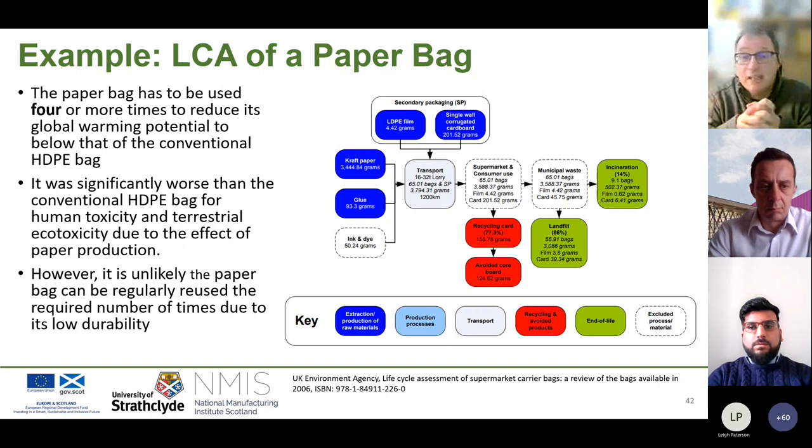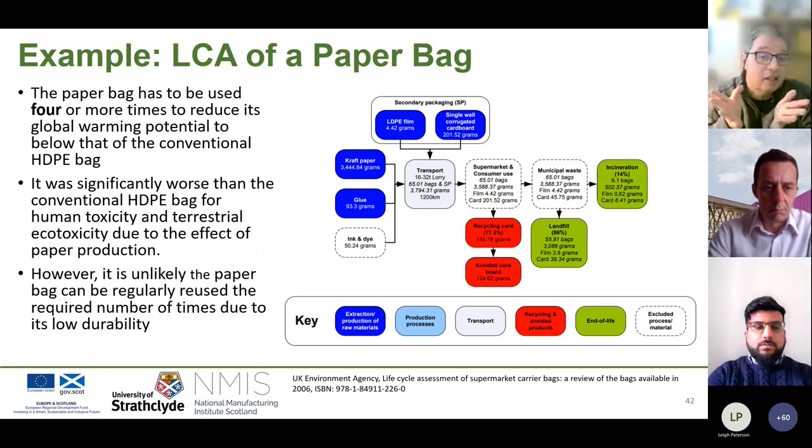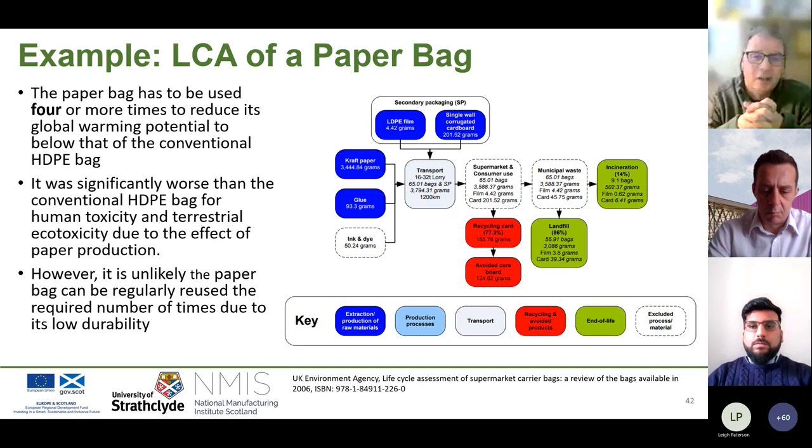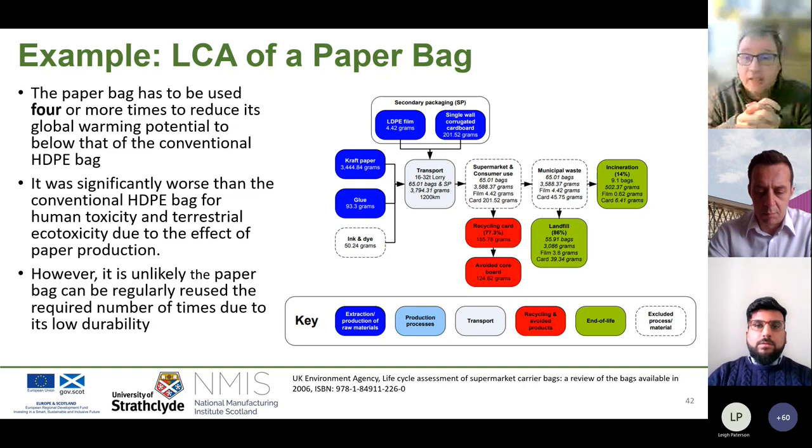So the conventional high-density polyethylene bag actually looks quite impressive compared to paper. And we also find the way paper is produced, a lot of chemicals are involved. There's a lot of places where the chemicals are discharged into the water, so the ecotoxicity is quite high. And I think the last quote is very important. It's unlikely the paper bag can be regularly reused. They do wear out. They're not for a lifetime of more than 3 or 4 uses, I guess, before the paper gets weak. So really, a paper bag doesn't come across as being an ideal product.